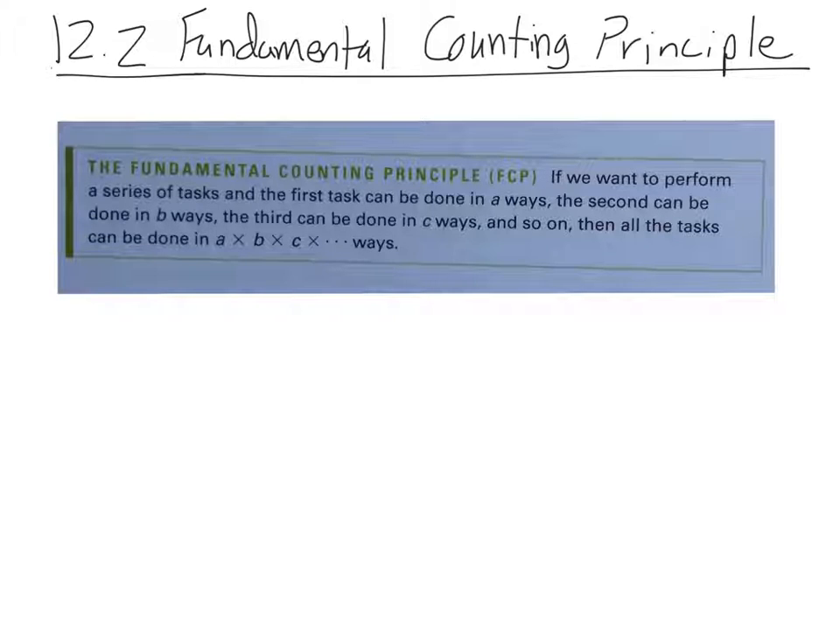ways. So basically it's just saying that if you line up your slots, you plug in the number of ways you can do each task. If you multiply all those numbers together, that'll give you the total number of ways you can combine them all together. So we'll see some examples here of how you might use that.